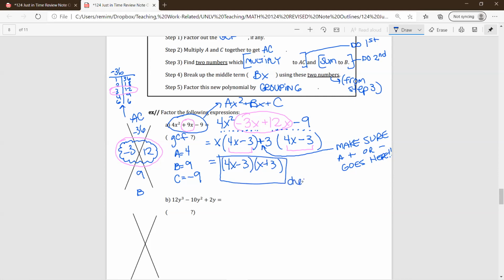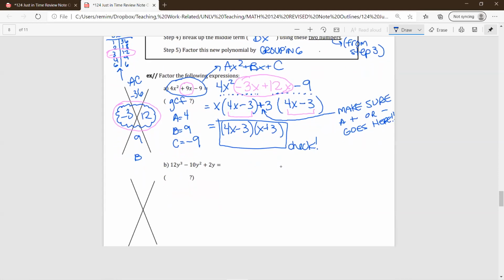Check your answer. Again, the way to check this one is you would just FOIL it back out, and you should get what we started with, if you do that. Let's do another one.